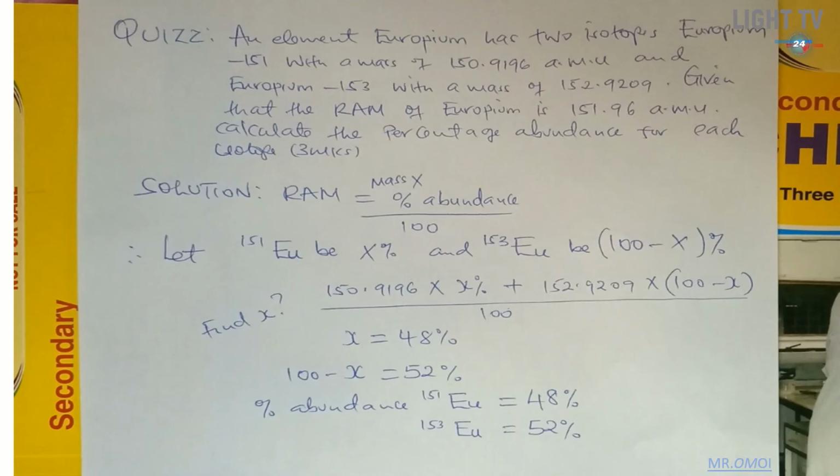And when you substitute that in the formula, you find X. You can do that for this example. X is equal to 48%. Therefore, 100 minus X is equal to 52%. The percentage abundancy, therefore, for europium 151 is 48%, and europium 153 is 52%. It's very simple, isn't it?